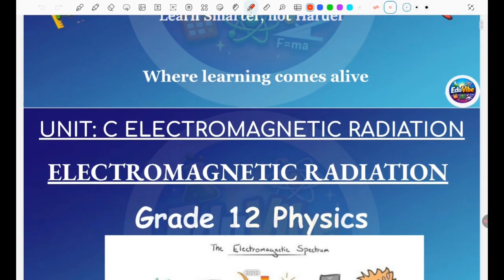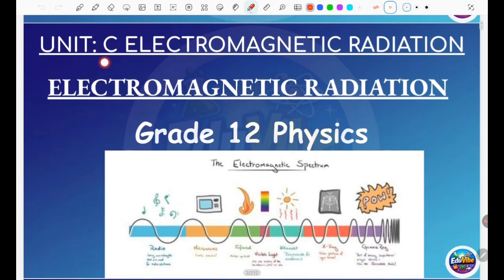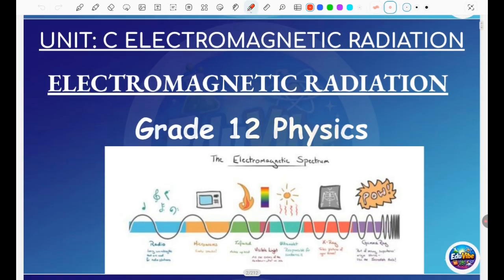Today we will start with the third unit of grade 12 physics, which is Unit C, electromagnetic radiation. So far we have completed two units, momentum and impulse, and forces and fields. Now we start with the third unit, and after it we start with the fourth and last unit.